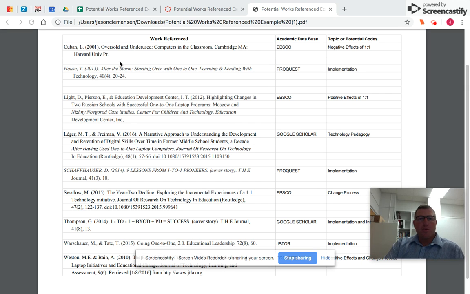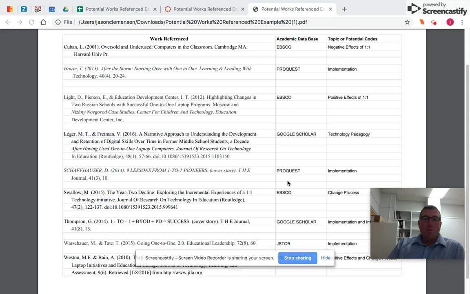So basically, the three things that I have here on the example is one, the work referenced. What's the work, and I've put it here already in APA format. That way, when I actually utilize the information in my writing, all I've got to do is copy and paste over to my works cited page. So we've got the work referenced over here, the academic database where it was found over here. That way, you can more easily go back and find the information if you need to find it again and have lost it for whatever reason.